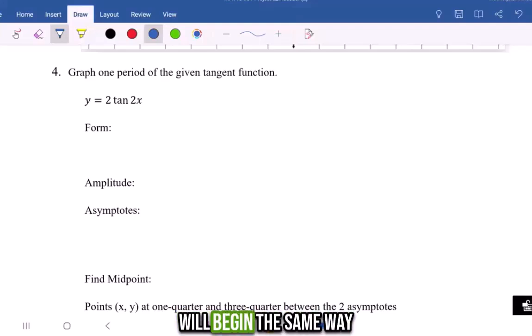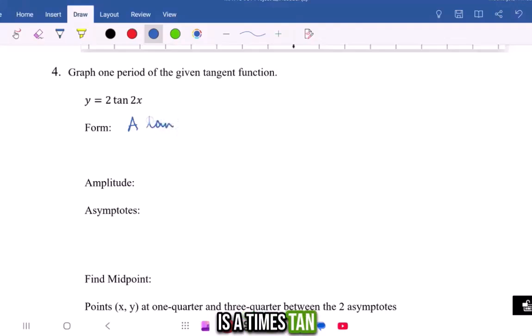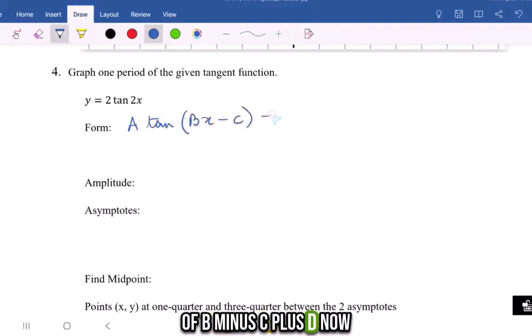That's one of the steps in graphing a tangent function. However, we will begin the same way as we did with the sine function or the cosine function, in the sense that we will start by writing out the general form of a trigonometric function. The general form of the trigonometric function is a times tan of bx minus c plus d. Now we will align the given function with the general form so that we can identify the values of a, b, c, and d.